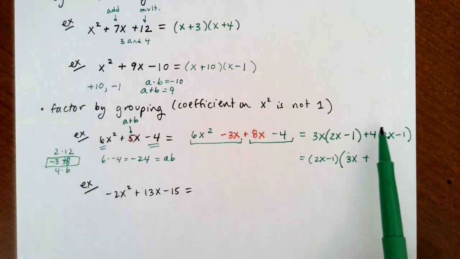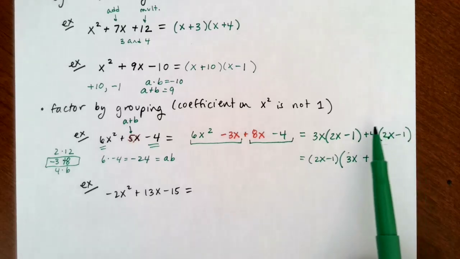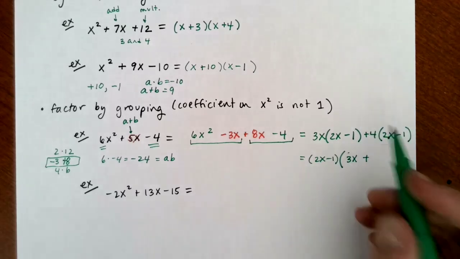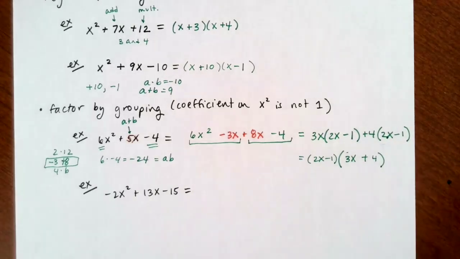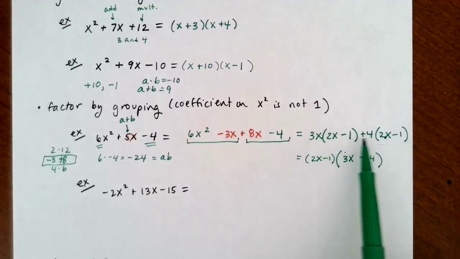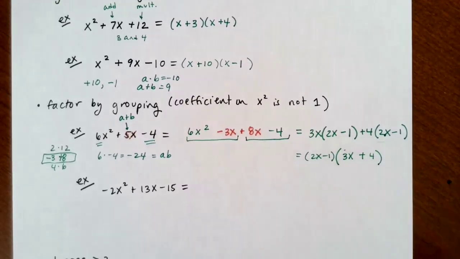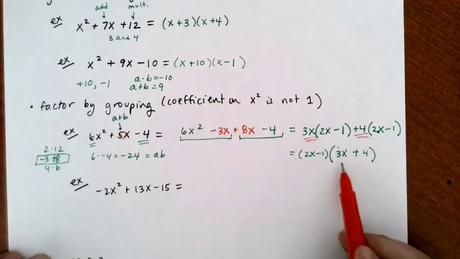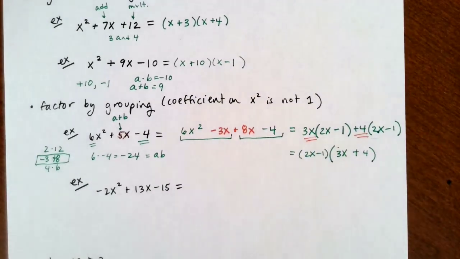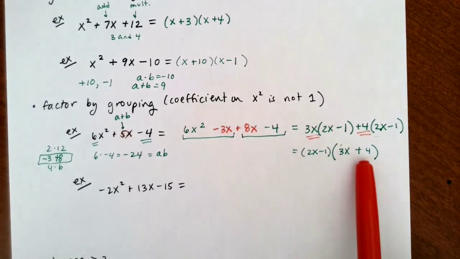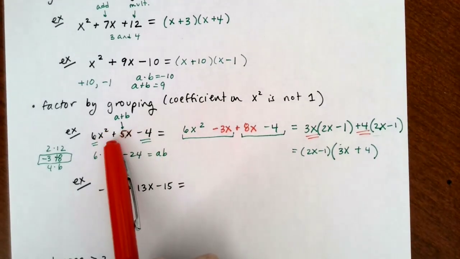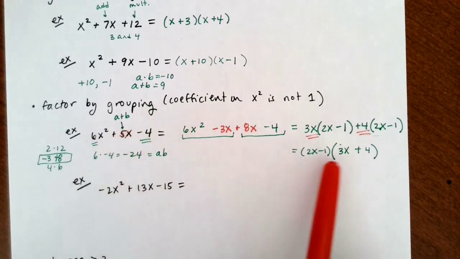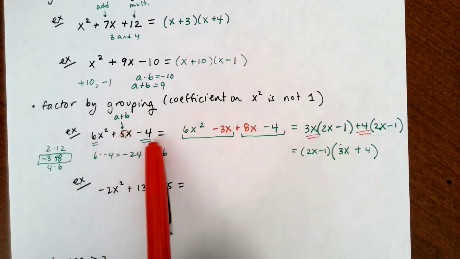And then this term here, when I pull out 2x minus 1, has only this 4 left. So we have the factor 2x minus 1 that was in common. And then what was left over is the 3x and the plus 4 that make the other factor. Remember that you can always FOIL this back out to double check that your answer was right. If you multiply these together and simplify, you should end up back where you started.